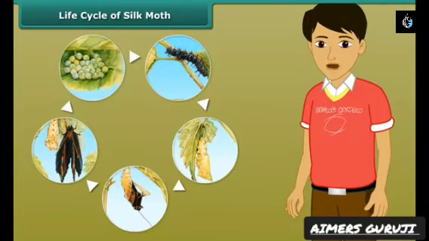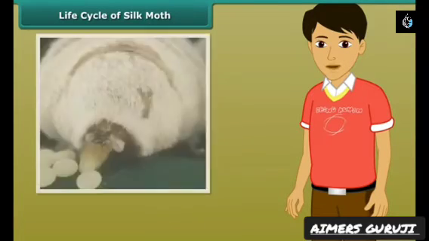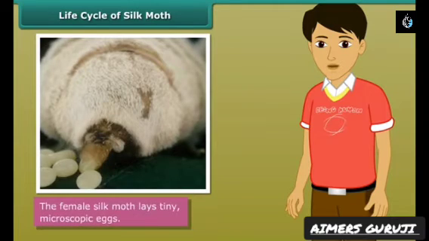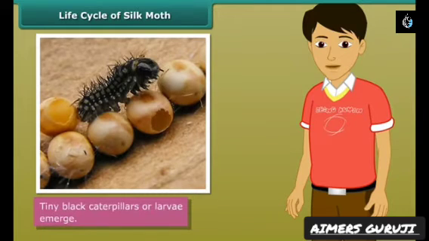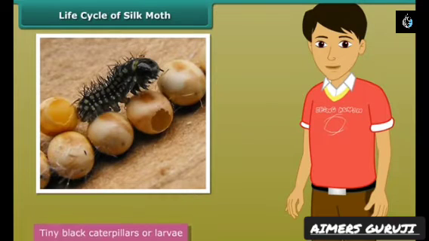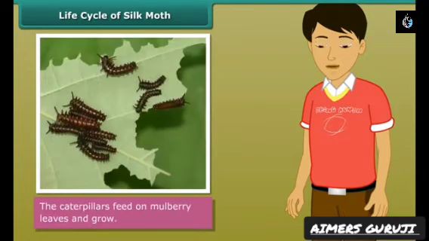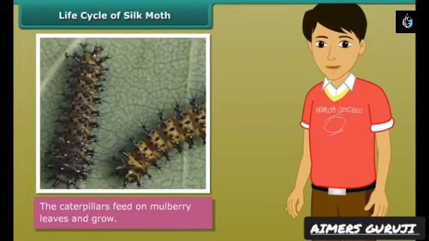Let's look at the different stages in the life cycle of a silkworm. The female silk moth lays tiny microscopic eggs at the end of summer. They remain dormant till spring. Come spring, tiny black caterpillars or larvae emerge from these eggs. These caterpillars feed on mulberry leaves and grow bigger and bigger.